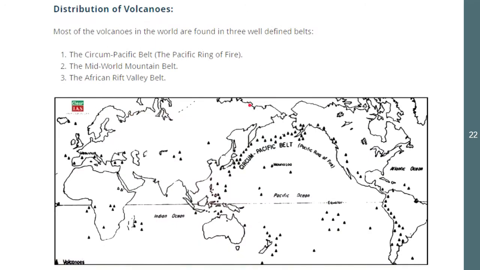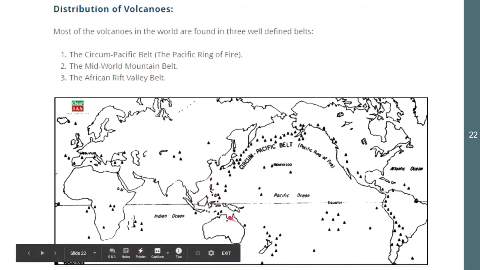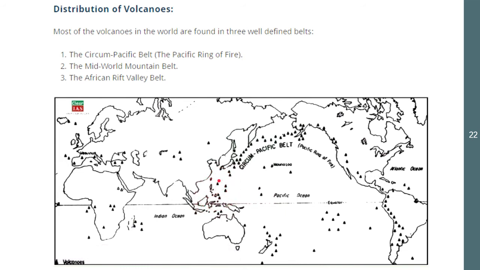I've mentioned that the Philippines is part of the Circum-Pacific Belt or the Pacific Ring of Fire. Along this region is where a lot of volcanic activities happen, and this is our country here. That's why we have so many active volcanoes.